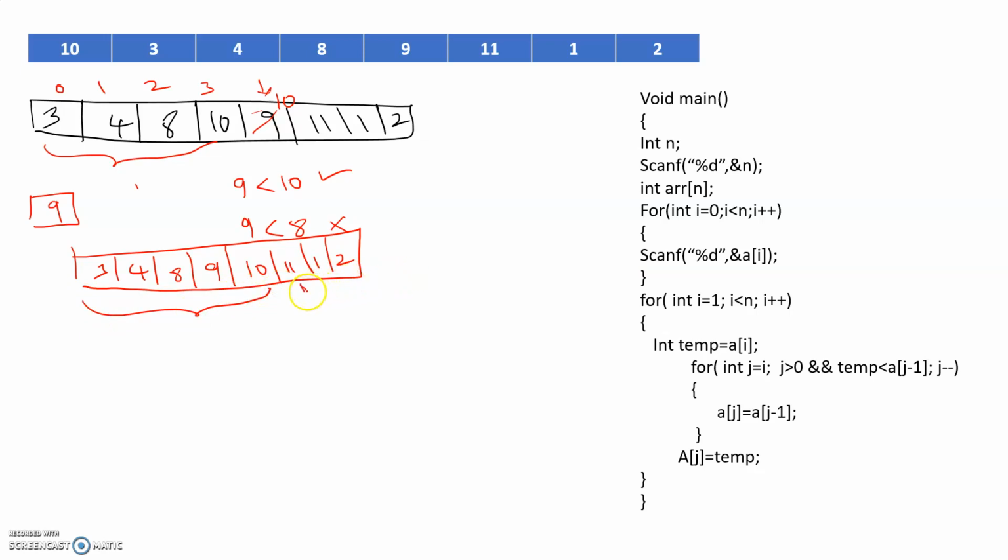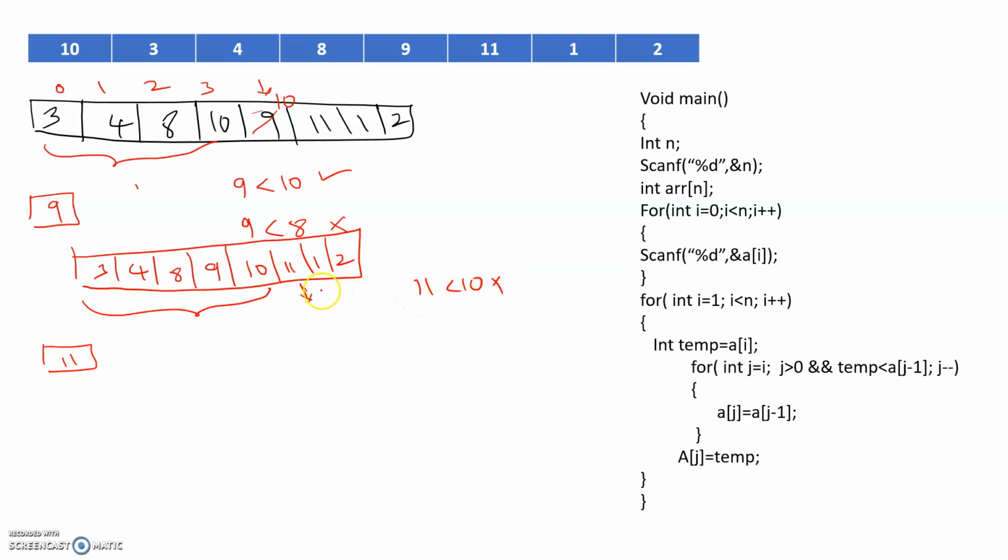Now I am having one more element, that is 11. So I am going to pick this element. I am going to find the right place by comparing with the previous elements. What are the previous elements there? They are already sorted. So 11 I am picking, and my next previous element is what? 10. So I am going to compare: 11 less than 10, condition false.